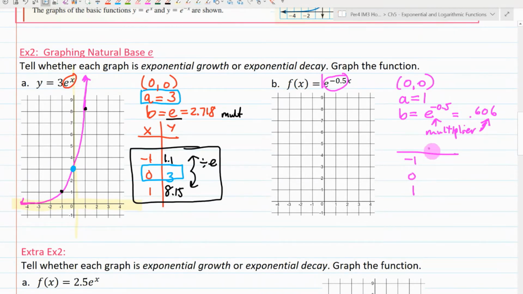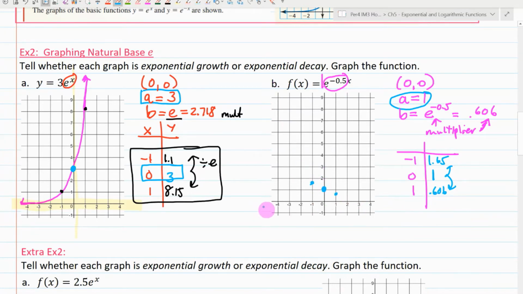-1, 0, and 1. Add 0. 1, that's my y-intercept. Then we multiply by 0.606. So at 1, 0.606. And then I'm going to divide. If you want to multiply by e to the negative 0.5, you can. Or if you want to multiply by 0.606, you can. So if I divide by 0.606, this gives me 1.65. And so I have 0.6 here and 1.65 here, and this is going this way.